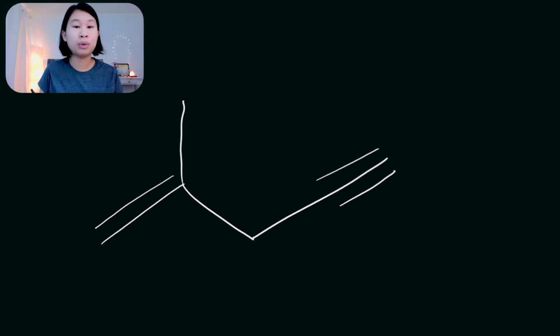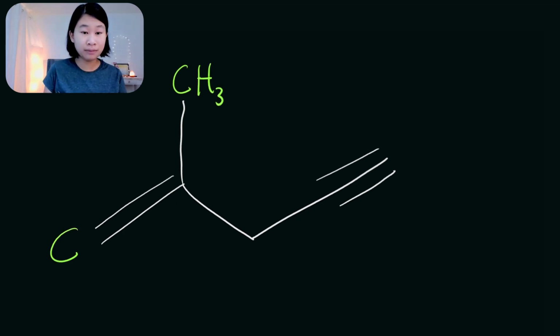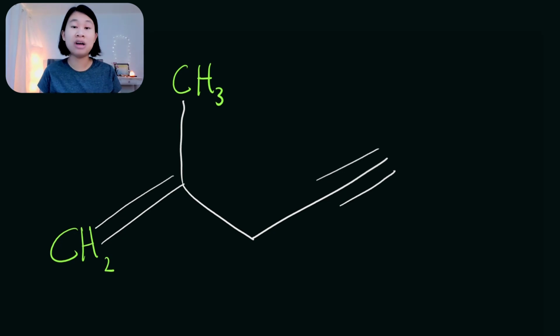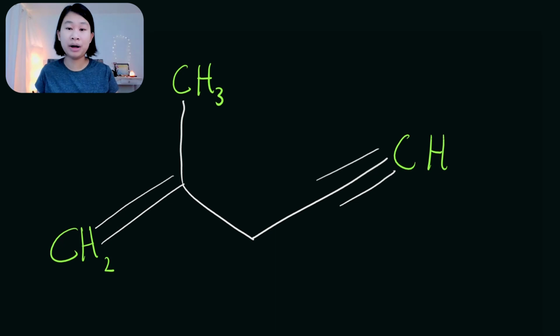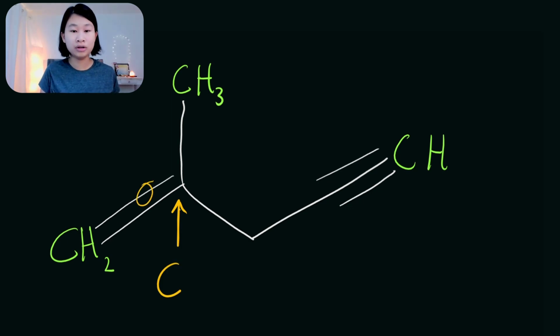Let's go ahead and fill in what we already know. At this end, we have a CH3 because it ends in a single bond. At this end over here, we have a CH2 because it ends in a double bond. And over here, we have a CH because it ends in a triple bond. And so those are the ends. Now, what about here? This is going to be a carbon, and it is attached to 1, 2, 3, 4 bonds already. Therefore, it's not going to have any room for hydrogens. And so it's going to just be a single carbon.